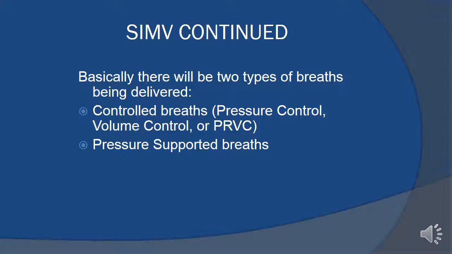So basically in SIMV, there's going to be two types of breaths that are going to be delivered to your patient. The controlled breath. Now in most ventilators, you can choose the controlled breath, so it can be pressure control, volume control, or PRVC. When this was first developed, you could only use volume control. Like I said, most ventilators allow either one of these delivery styles to be used. So they can use that for the controlled breath, and then if the patient's spontaneously breathing, there's a pressure-supported breath. So two types of breaths that are being delivered.